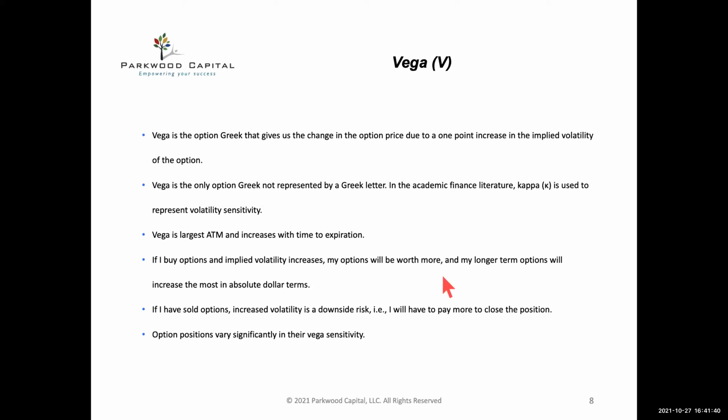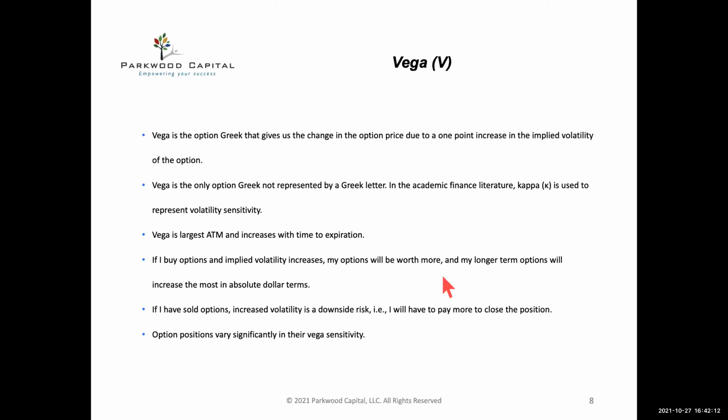I have a good friend that was working on the exchange as a market maker way back in 1973 when options first started being traded in Chicago. And he has no idea where Vega came from. Somebody just thought that made sense because it started with a V, and so they made up this term Vega. But regardless, the point is Vega represents the risk of implied volatility changing.